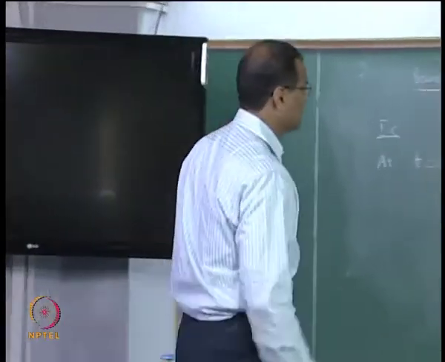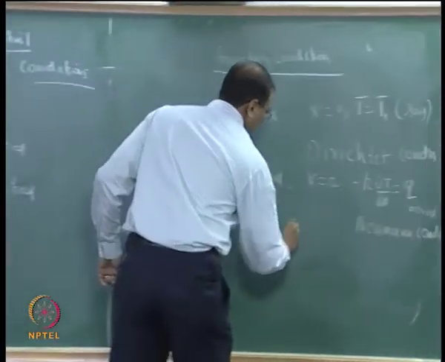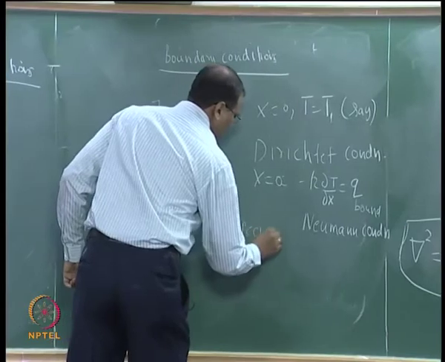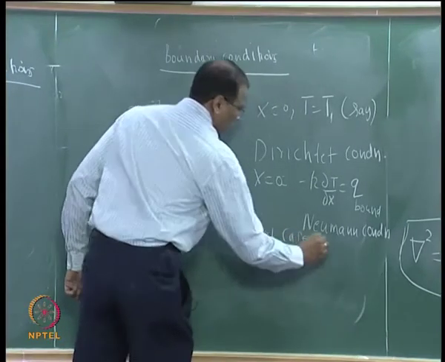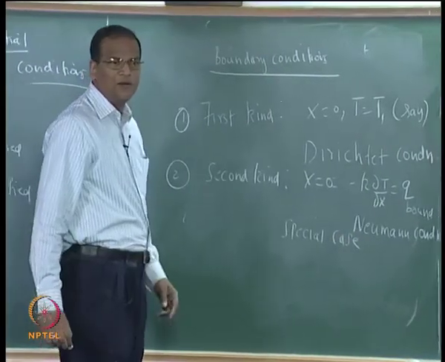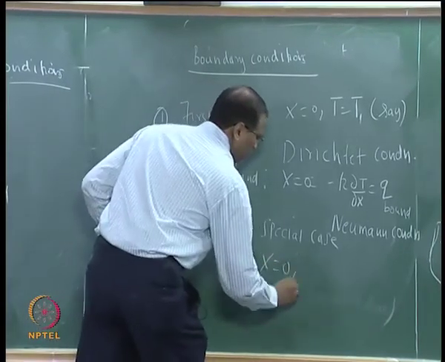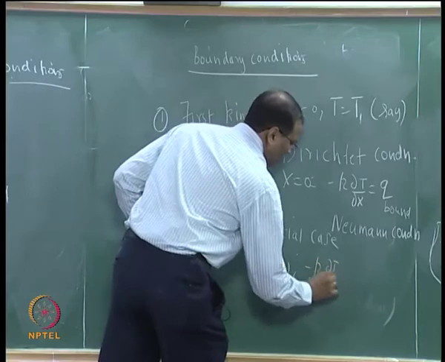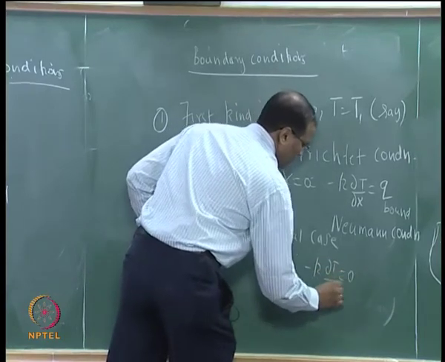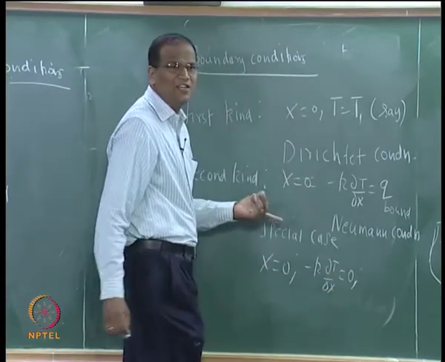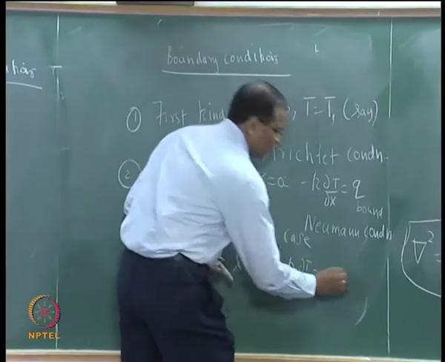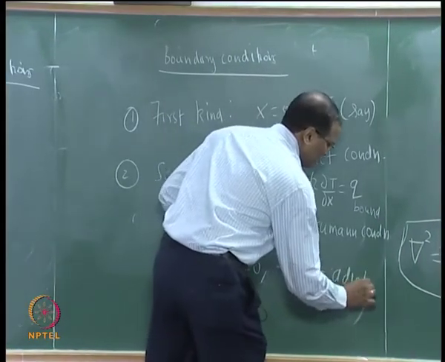What will be a special case of this? At x equal to 0, dt by dx equal to 0. What do we call this condition? Heat transfer. Adiabatic or insulated.